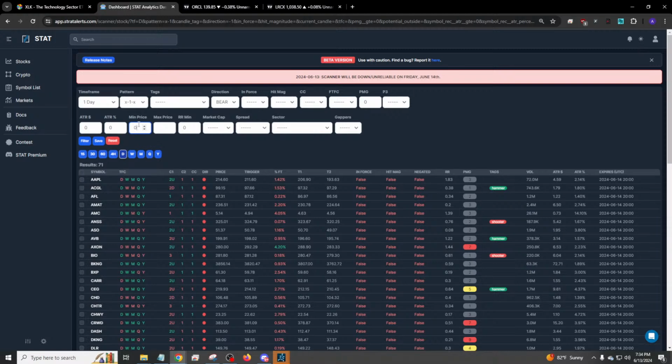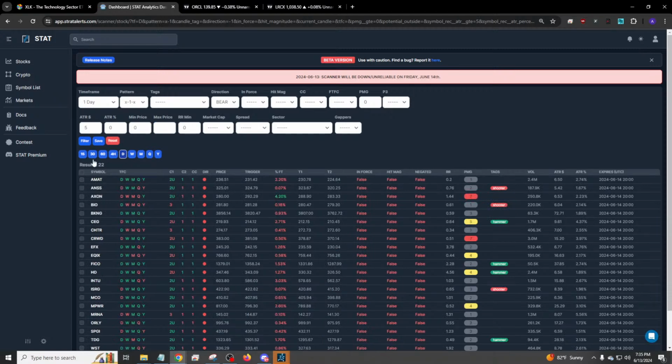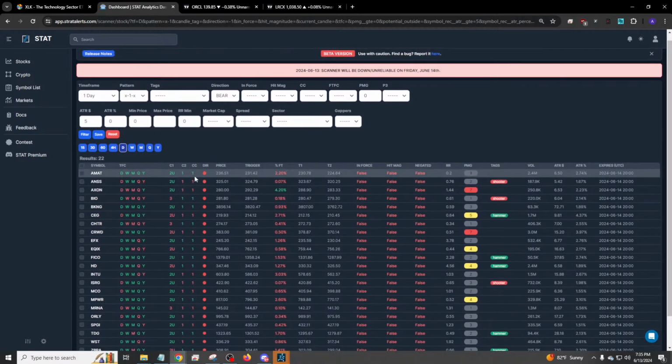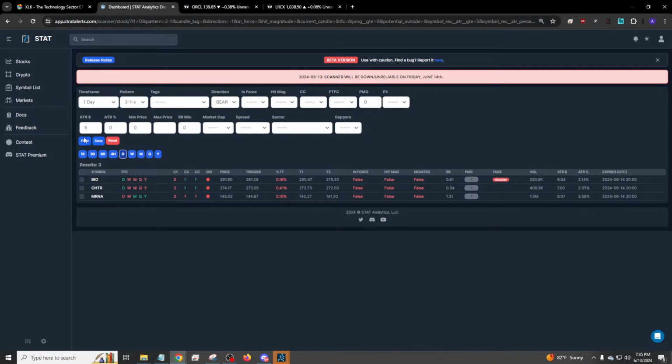I don't have a lot of money, so I want a max price of $100. You can filter it that way. If you want just the big movers, like ATR of 5 or more, you can set the ATR as 5, and there it is. Here's all the really big movers on here. And these are all ones on the day. So you can also filter that down to just 3 ones, like so.